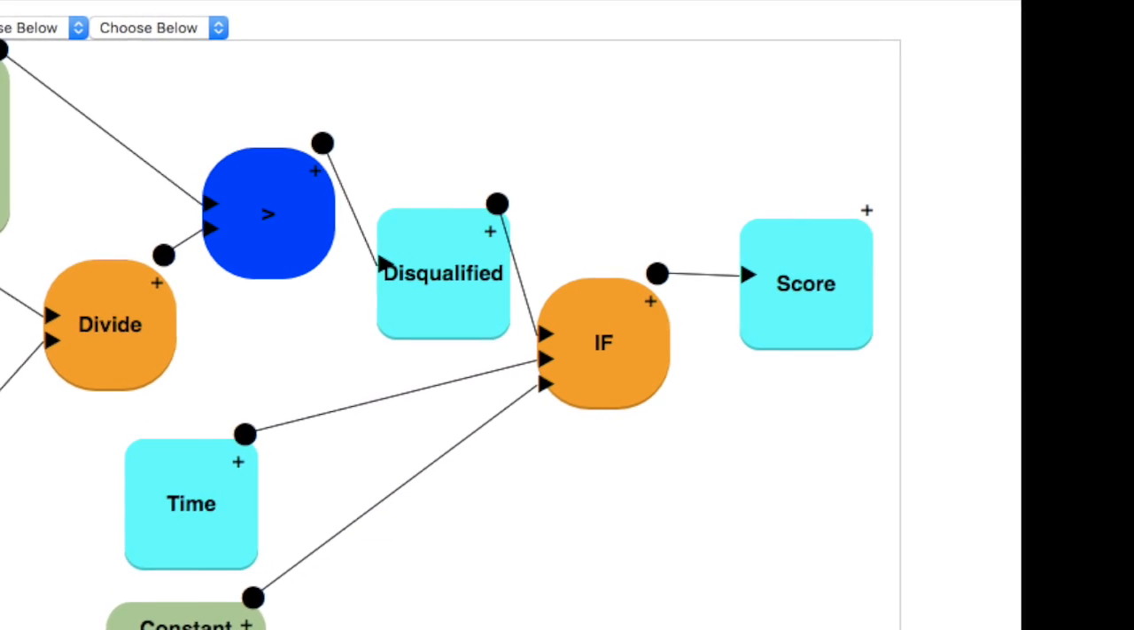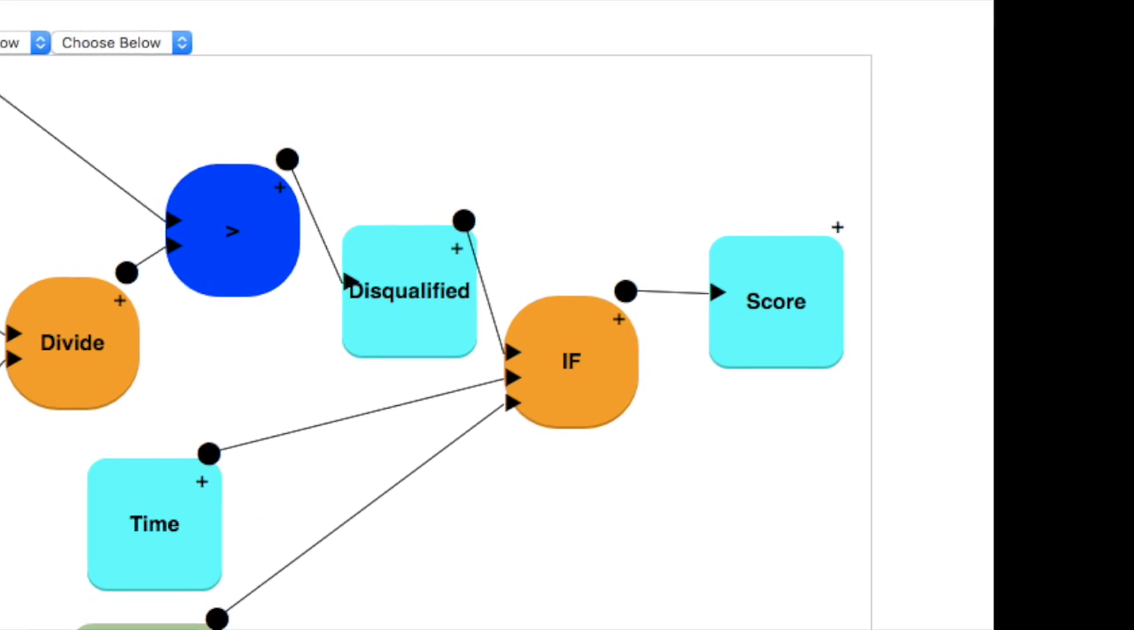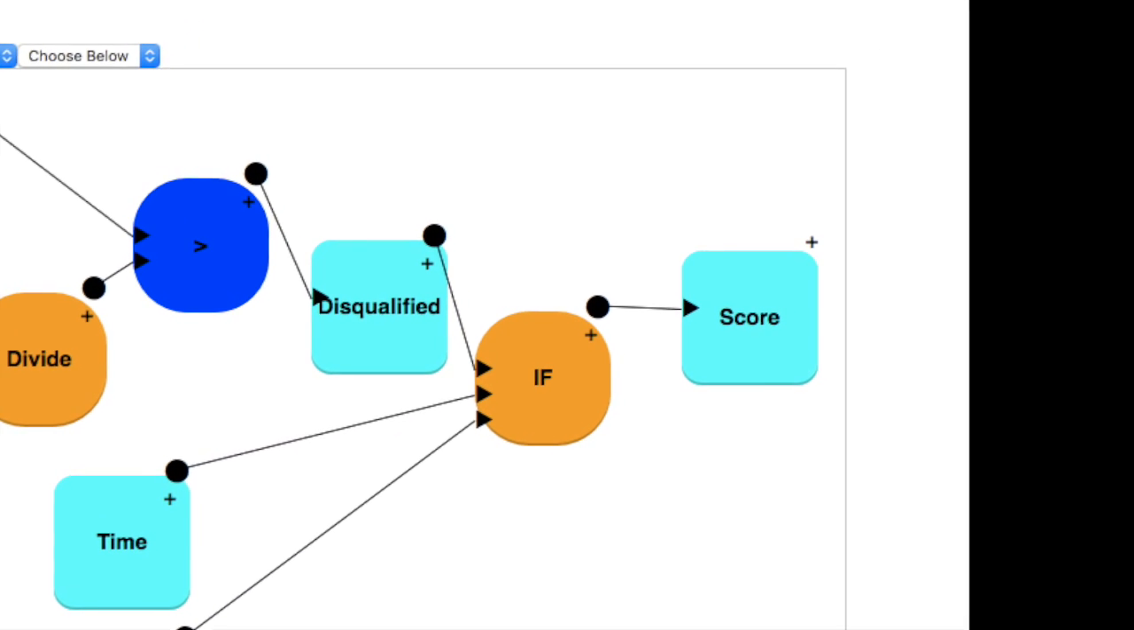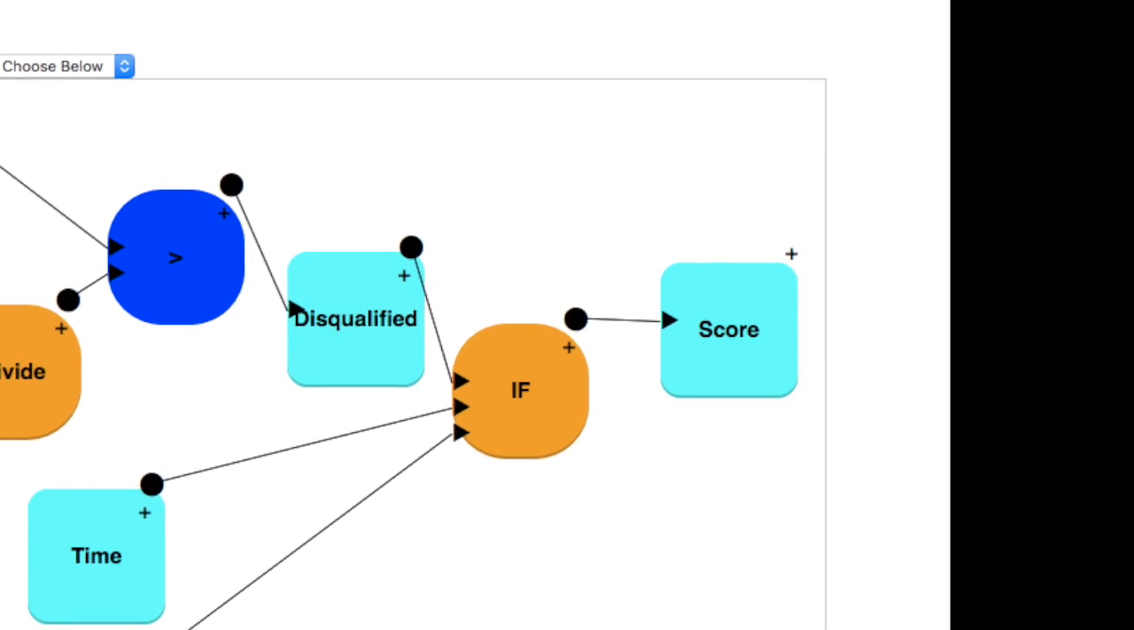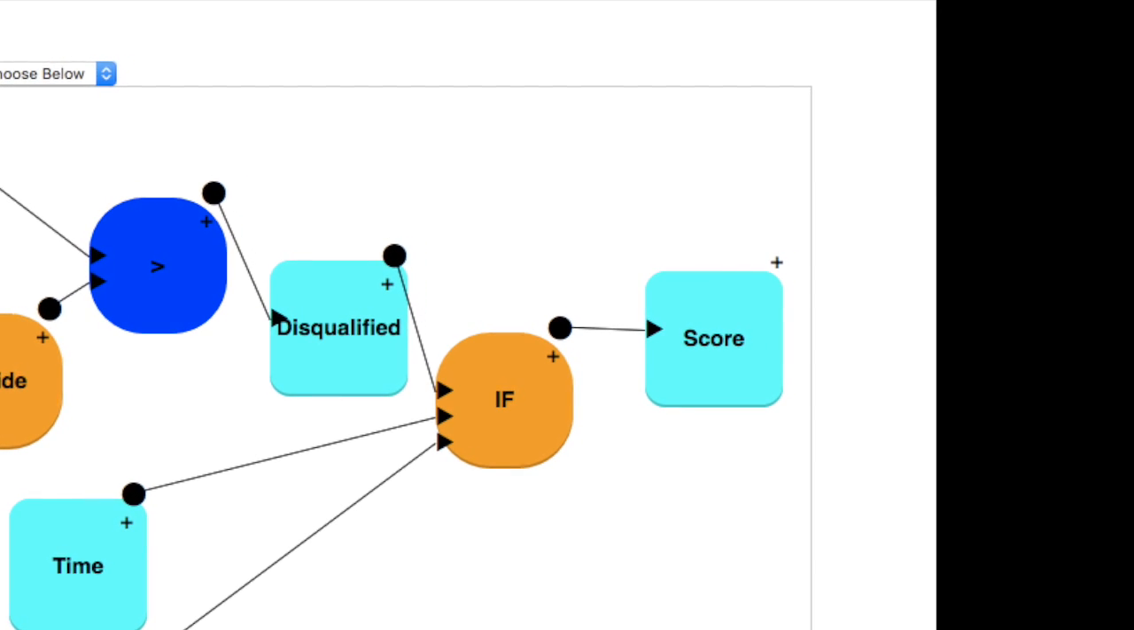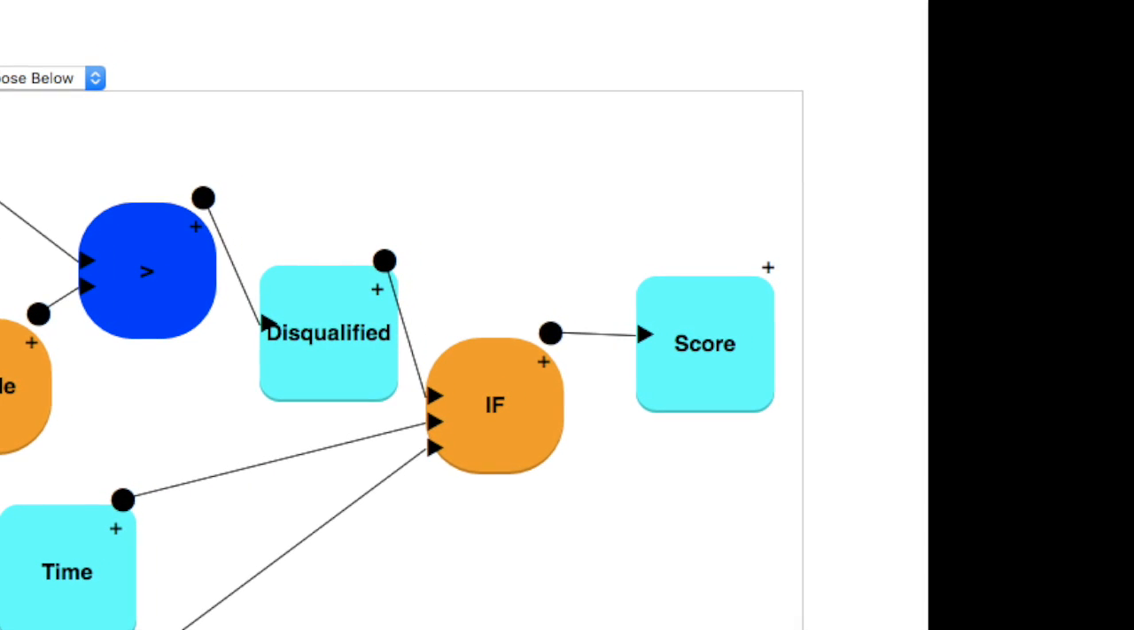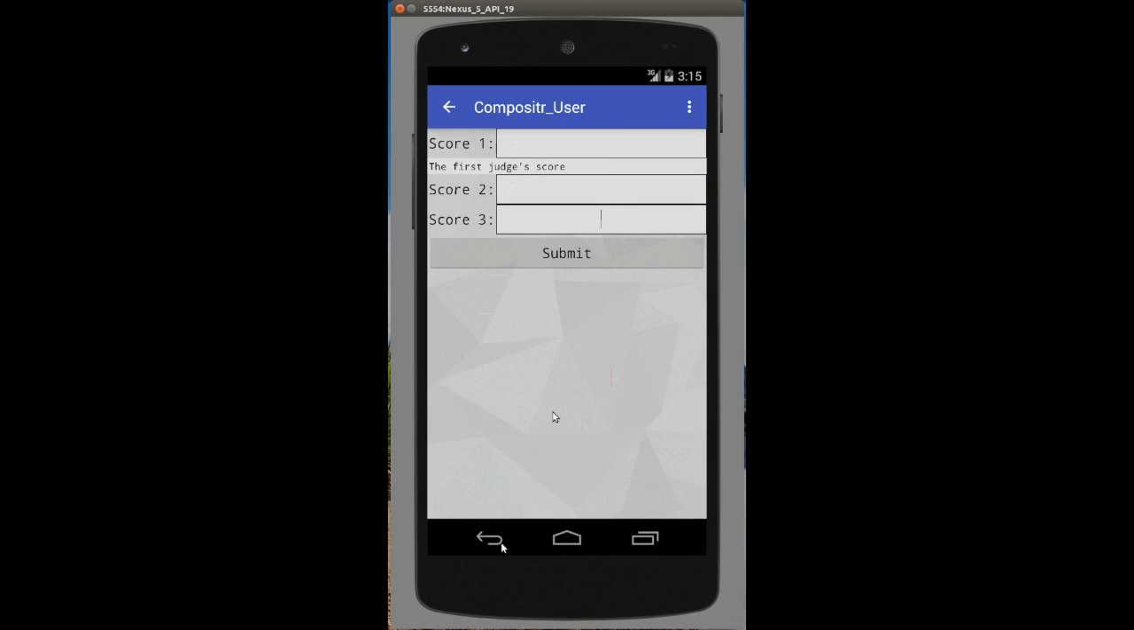Compositr takes these graphs and then compiles them from their graph representation into an abstract syntax tree. The syntax tree is then interpreted by the Compositr runtime, taking in raw data and computing final scores. Let's see an actual example of this.